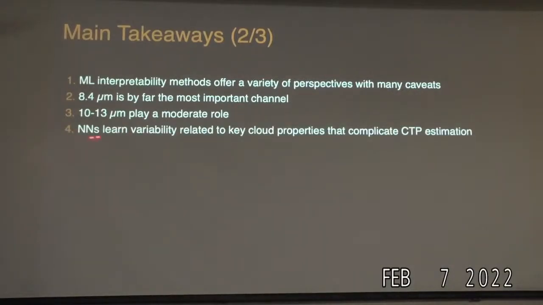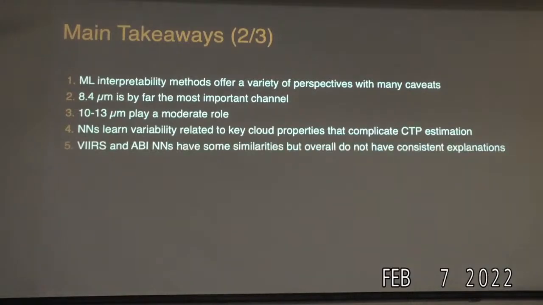We learned that neural networks learn variability related to key cloud properties like opacity and phase, which complicate cloud top pressure estimation. We saw that from the clustering analysis. We didn't talk about this too much, but VIIRS and ABI neural networks have some similarities. We saw a cluster that was similar between them, but overall they do not have consistent explanations. This is because they include different features. They're trained on different data, and VIIRS views a much wider range of meteorological conditions compared to ABI.